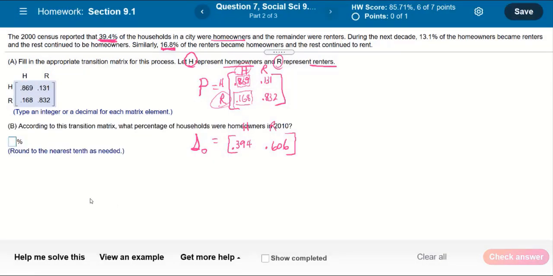The tricky part of this problem is in how they describe what's going on. A census is done every 10 years. The original census was in the year 2000. The question we're asked is, what about the year 2010? Since the census is done every 10 years, 2010 would be the first census after 2000. So we're looking for the first state. So S1 would be S0 times P, which I'll do on my calculator.